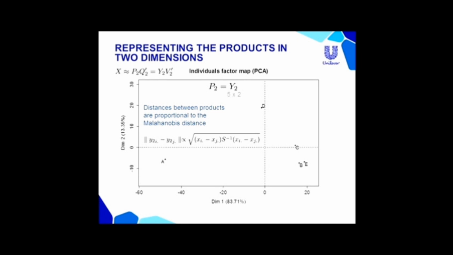Here, for instance, B and E are quite close, but that might be because they've got a lot of variability as well. Whereas A is clearly quite different. So we would think that B and E products are performing fairly similarly on the panel, whereas A is quite different, and D again is different on this dimension.